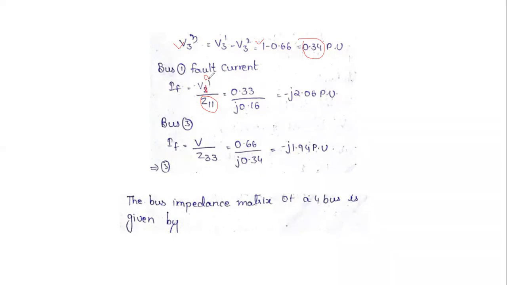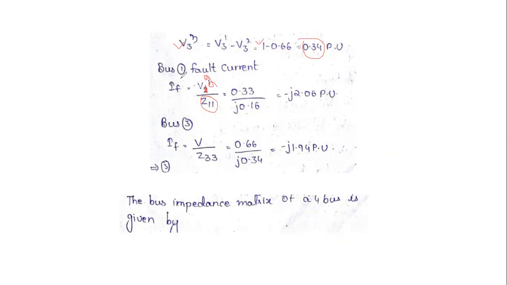V1^(2) means the voltage at bus 1 during the faulted condition, divided by Z11. That is 0.33 divided by Z11. What is Z11? It is j0.16, which is given in the matrix.